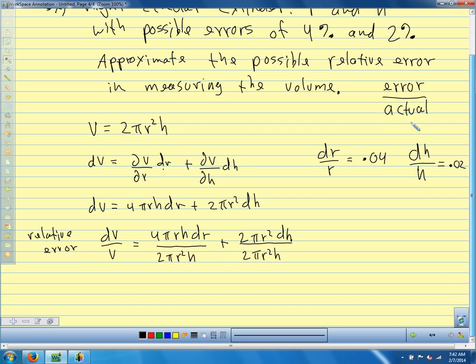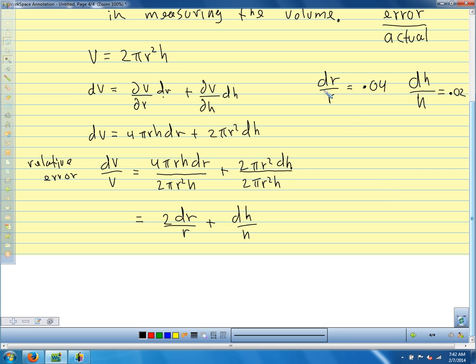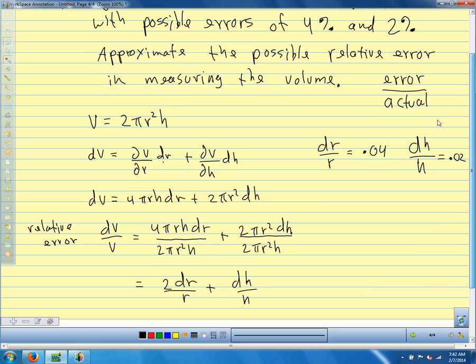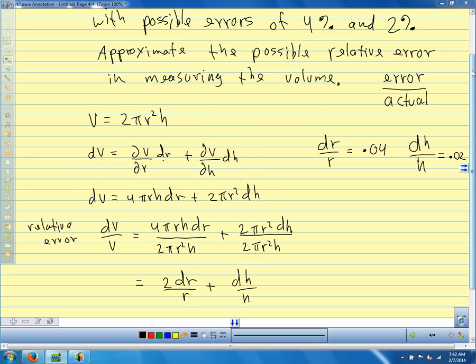So we can simplify this. So our relative error, when I simplify this out, I am left with 2dr over r plus dH over h. We have dr over r, that's our relative error in measuring the radius, and we have dH over h, that's our relative error in measuring the height.